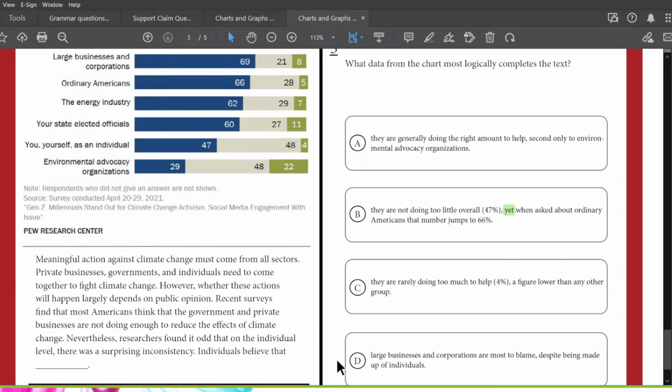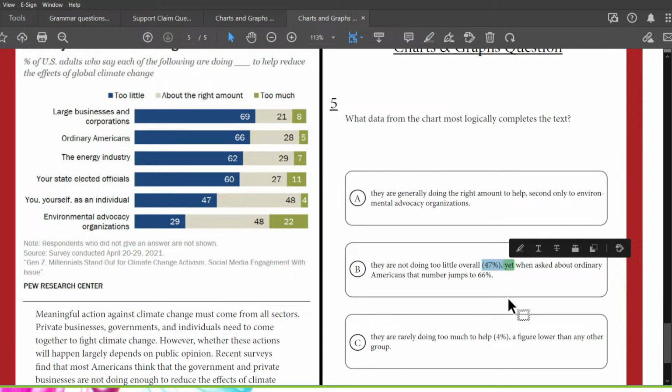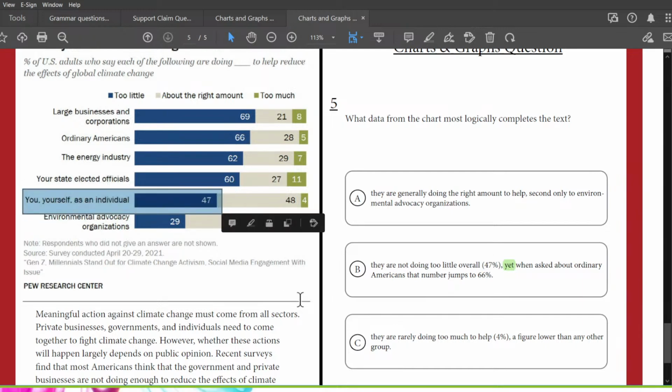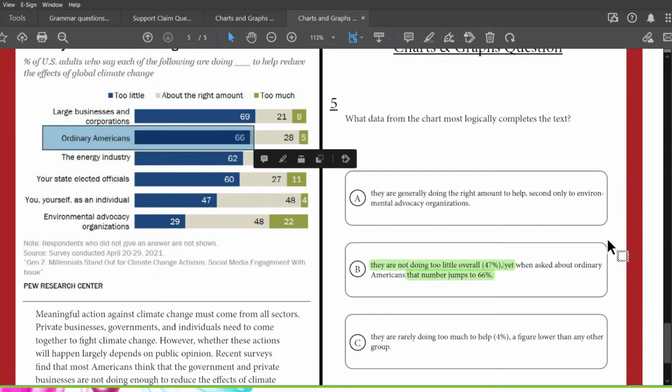Okay. So individuals believe that they are not doing too little overall. Overall, like 47% would be less than the midpoint. So you yourself as an individual, 47% of the people responded that they themselves were doing too little. So overall, the majority doesn't feel that way. This first part is true so far. So actually we're off to a good start here. And then when asked about ordinary Americans, that number jumps to 66%. Ordinary Americans, 66%. Okay. That is also true. What's the inconsistency that could be in this answer?